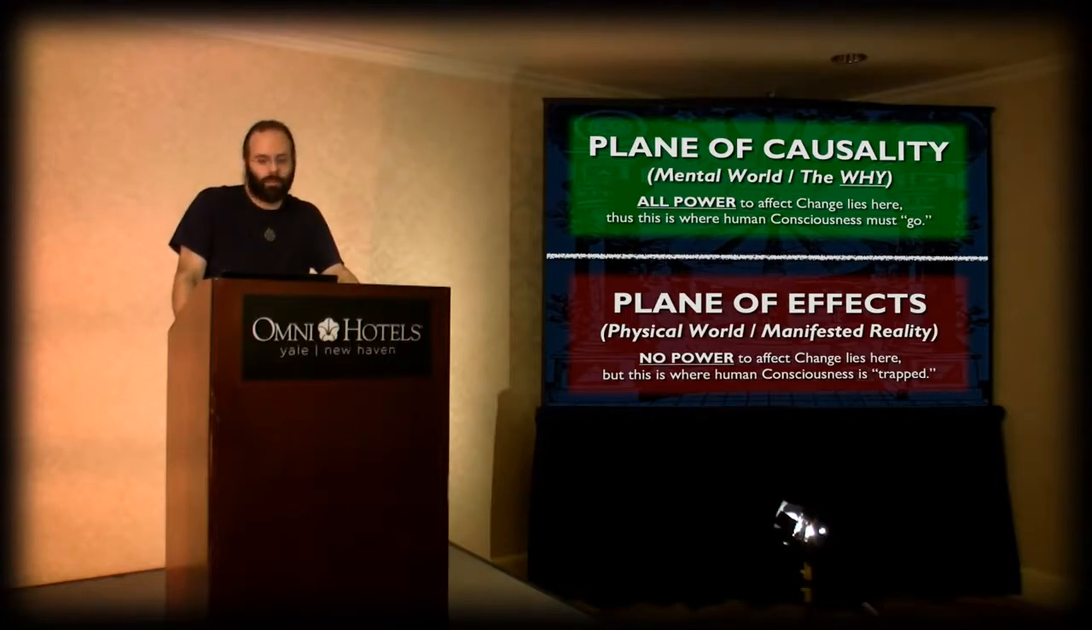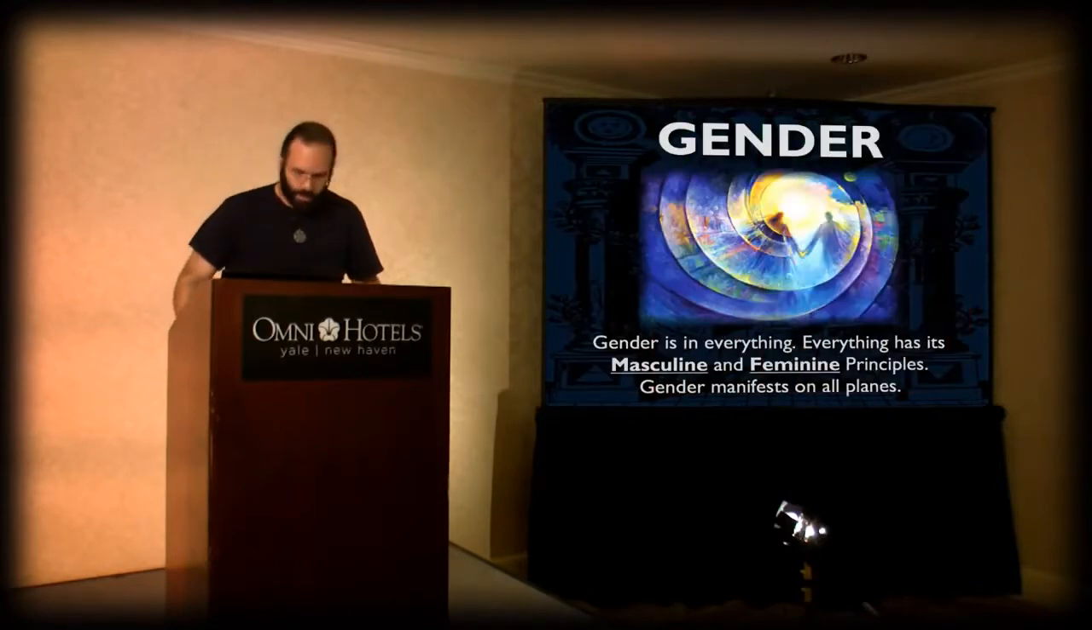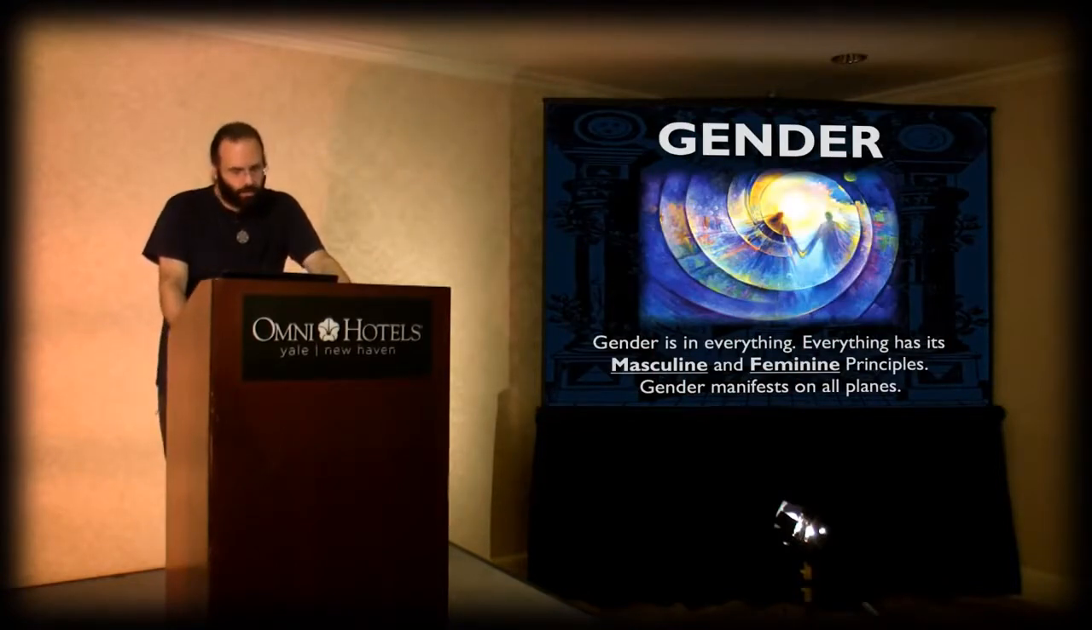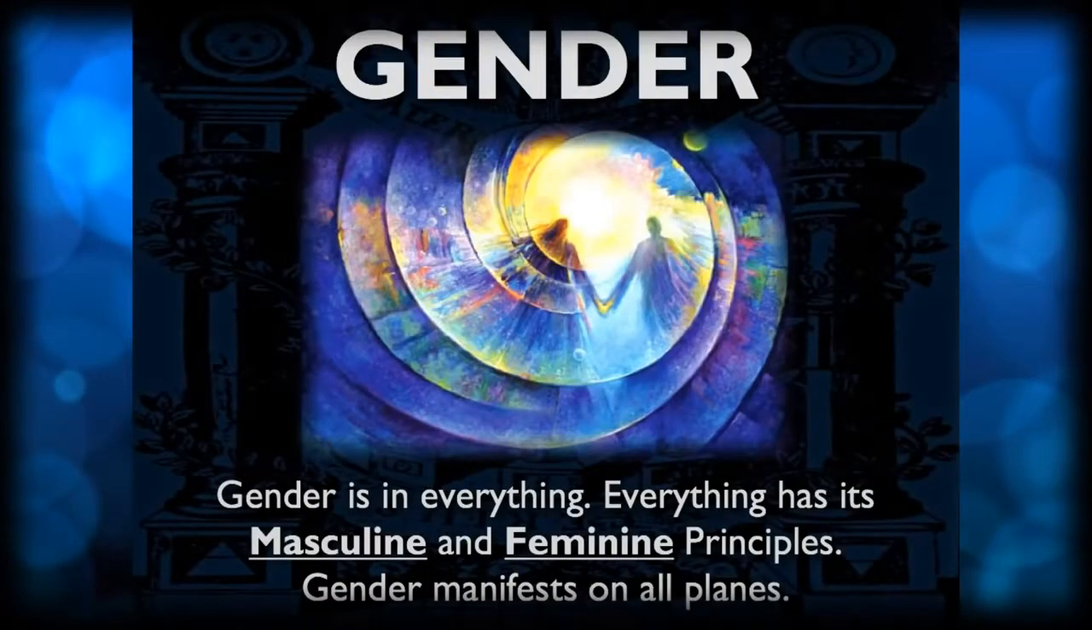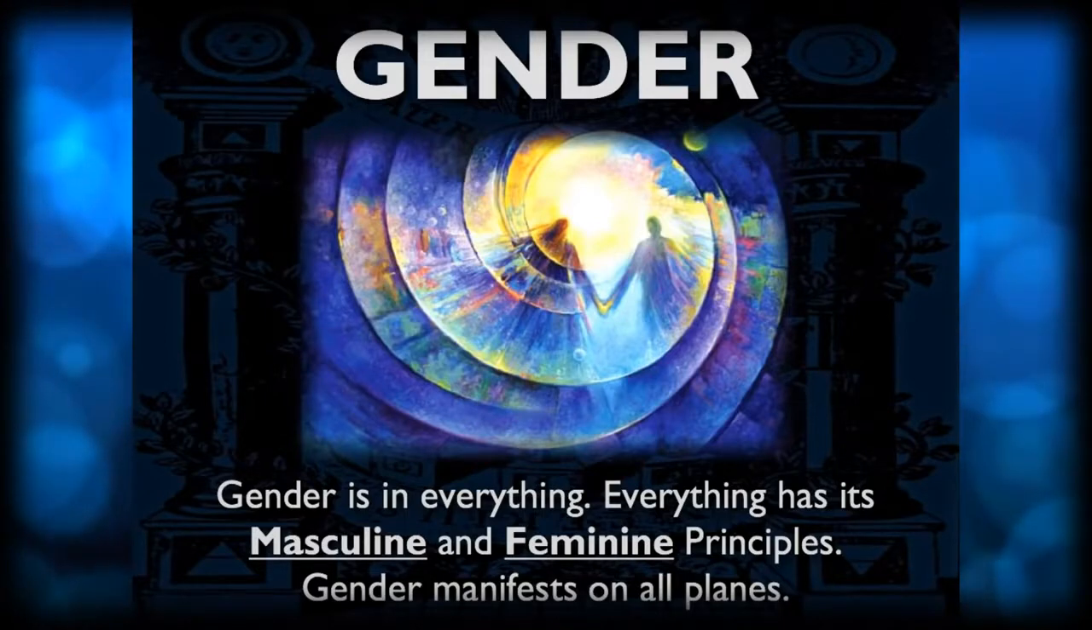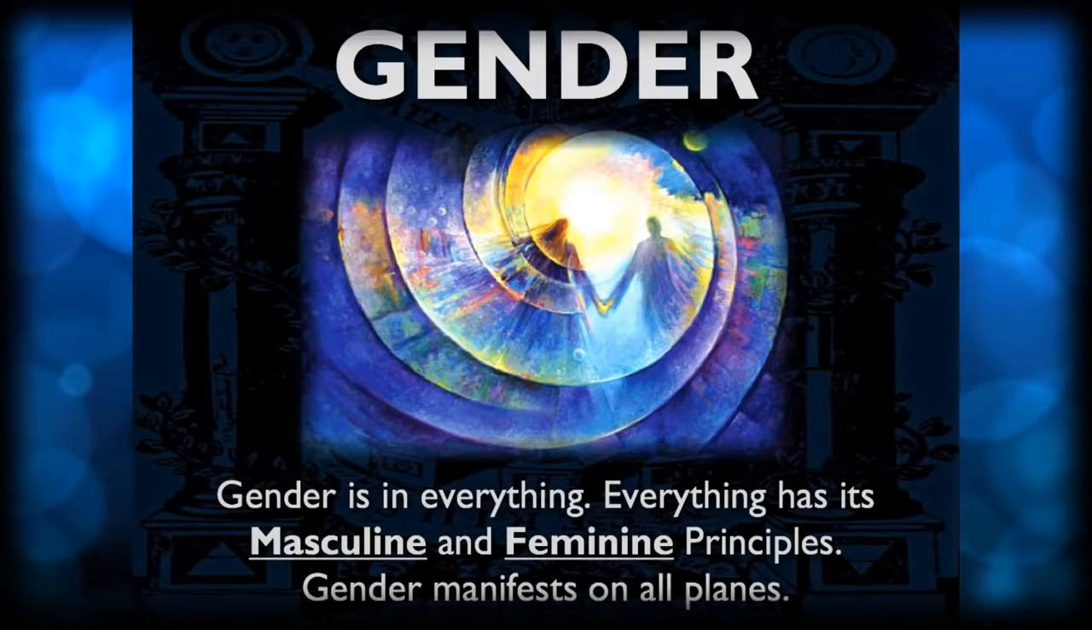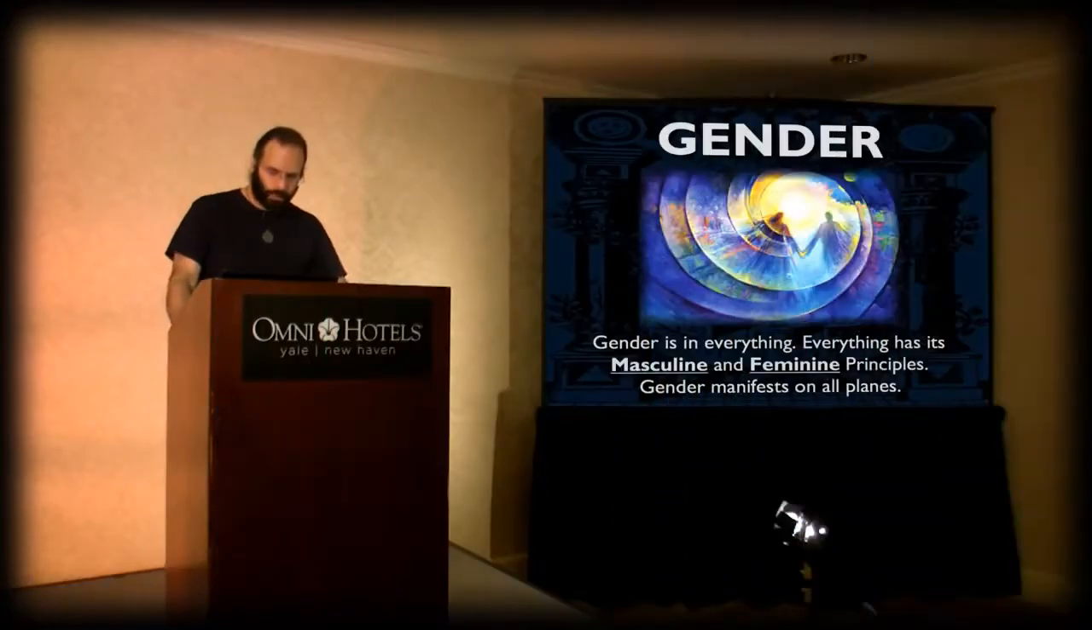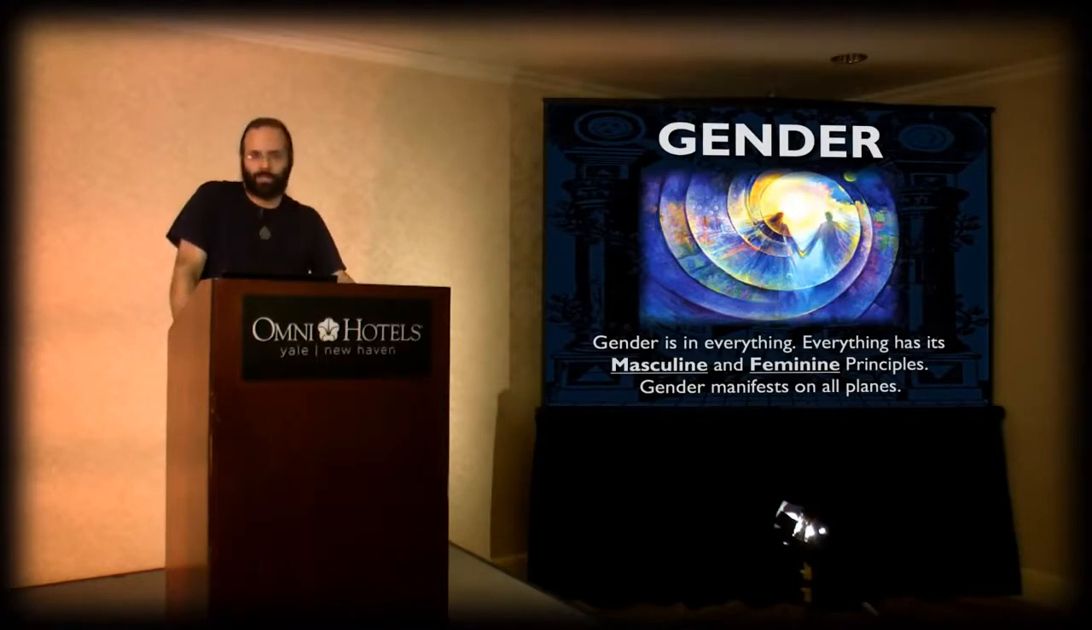That takes responsibility. The final principle of the seven principles of natural law, at least the formalized ones, is gender. Again, I'm going to talk about an eighth lost one. Gender exists in everything. Everything has its masculine and its feminine components or principles. We've already seen that when it comes to the human brain, consciousness, worldview, etc. Gender manifests on all planes of existence: spiritual, mental, physical, everything.